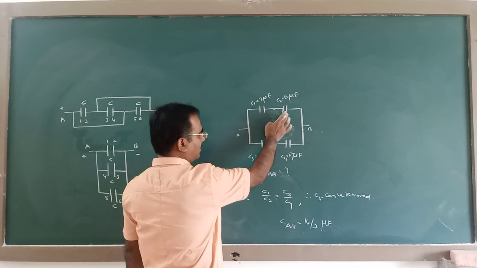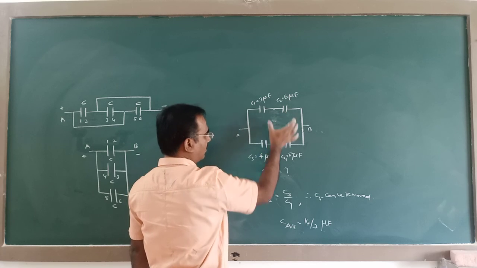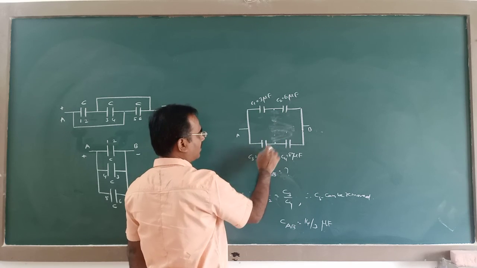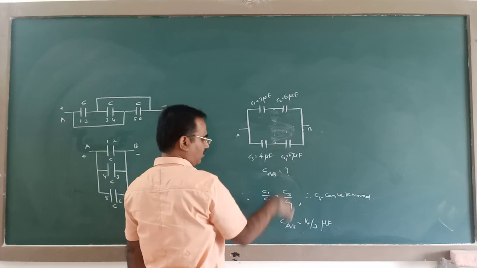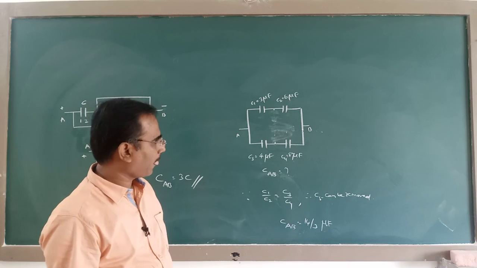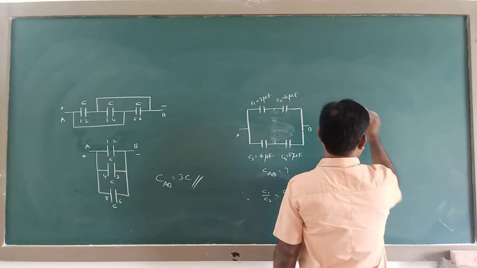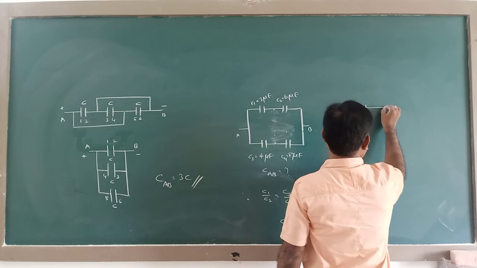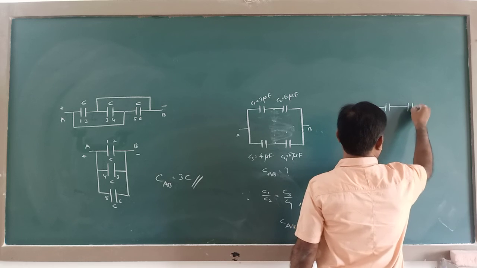First you find the series effective capacitance here. Next, the series effective capacitance here. That and this both are in parallel. So the final answer must be 14 by 3 microfarad. You check that. And also, you try this problem.